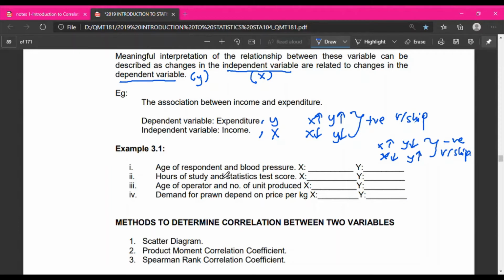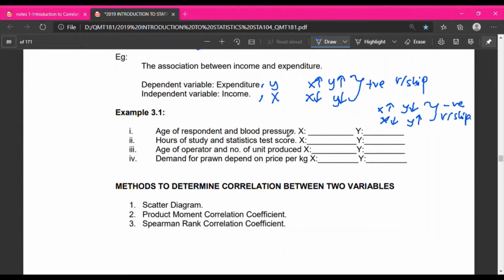Okay, so tengok example ni. Try to figure out ataupun determine which variable is x ataupun independent variable and which one adalah dependent variable. Age of respondent and blood pressure. So which variable depend on which variable? Blood pressure depend on age or age depend on blood pressure? Okay, so same step, the blood pressure depend on the age of respondent. So blood pressure will be Y dan age will be X.